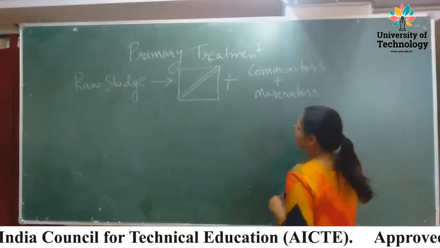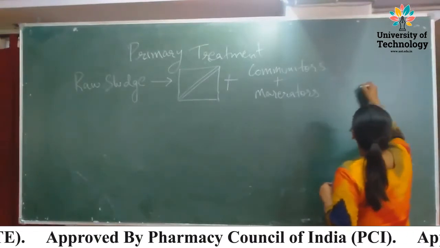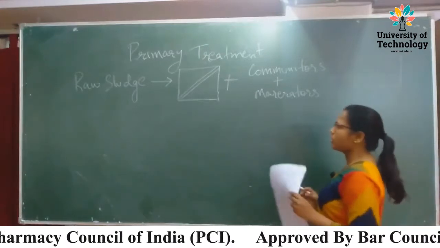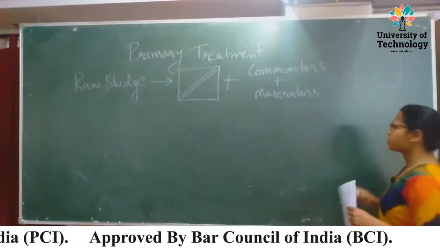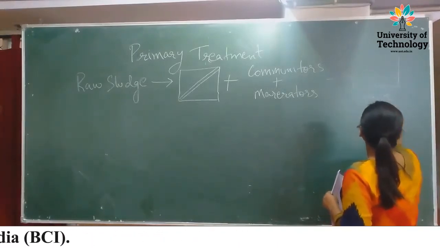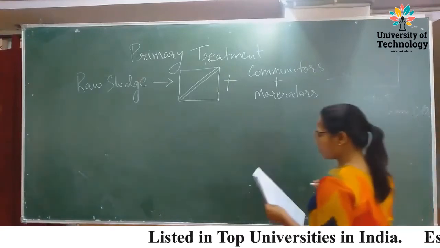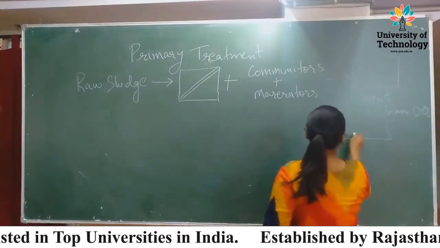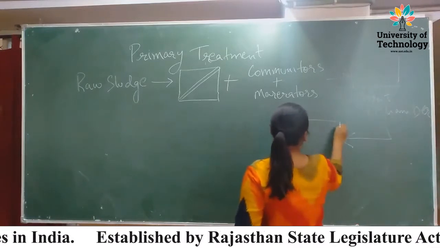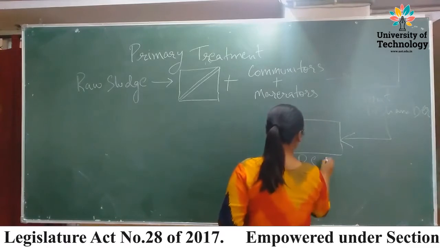Then all these suspended particles are passed on to our next unit, which is the grit chamber, which basically removes the suspended solids, inorganic solids. Then our next unit is our primary sedimentation tank, PST.